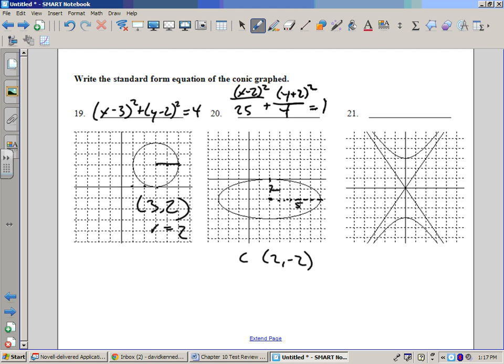And the next conic is a hyperbola, so I know my center is 0, 0, so it's going to be x squared over something squared minus y squared over something squared is equal to 1 because my center was 0, 0. Now, actually, I got to take that back. Why do I have to take it back? Because I'm opening up and down. That means my y squared value has to go first. I'm going to put y squared minus x squared.